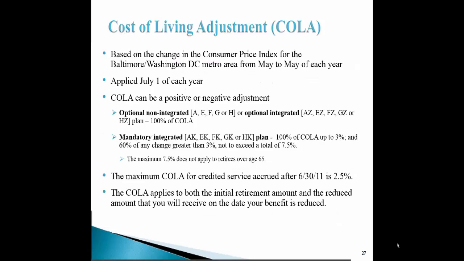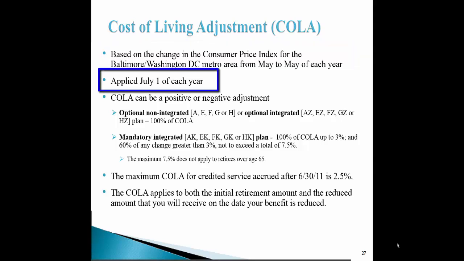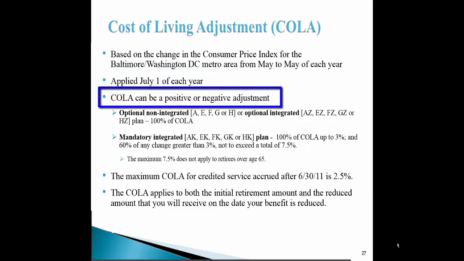Cost of living adjustment, COLA. The cost of living adjustment, or COLA, is based on the change in the Consumer Price Index for the Baltimore-Washington, D.C. metro area for May of one year to May of the next year. The COLA is calculated annually and applied to your monthly benefit July 1st of each year. Note that the COLA can be a positive or negative adjustment.